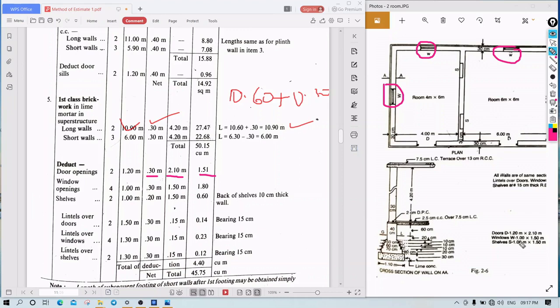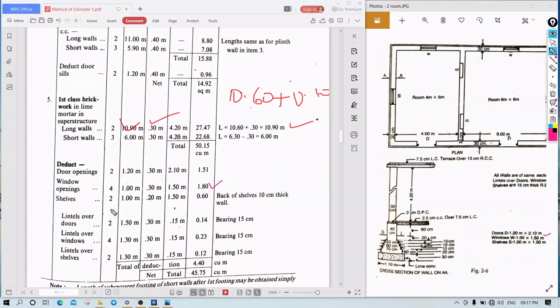So what is the dimension? That is 1 meter into 1.50. So 1 is the length of the window. The breadth will be the same 0.30 and height is 1.50, multiplying to 1.80.